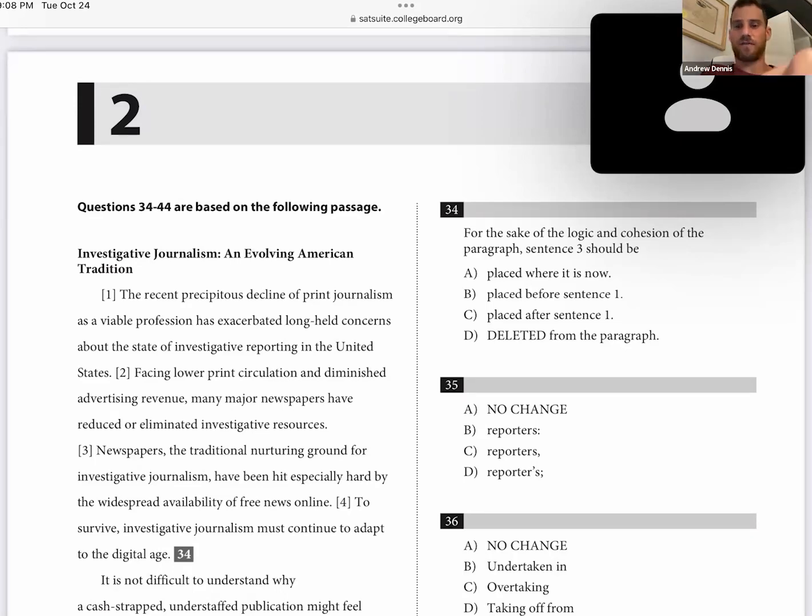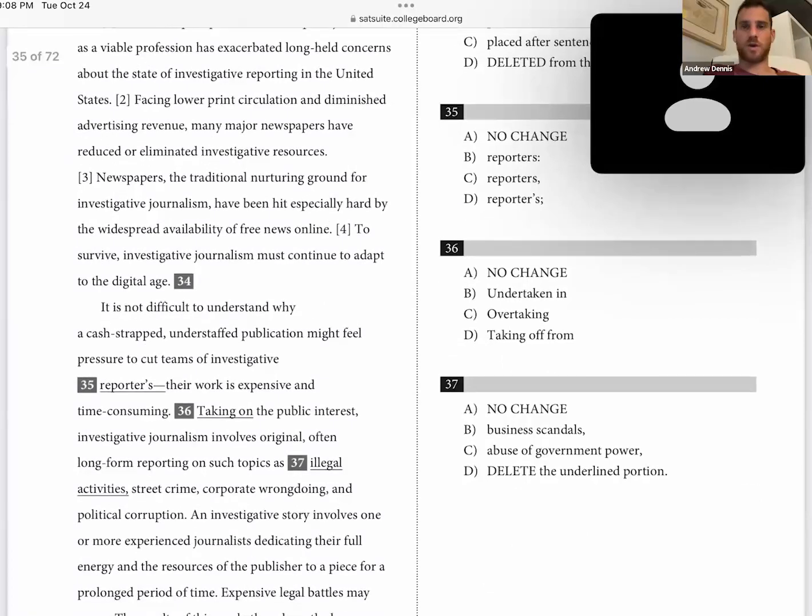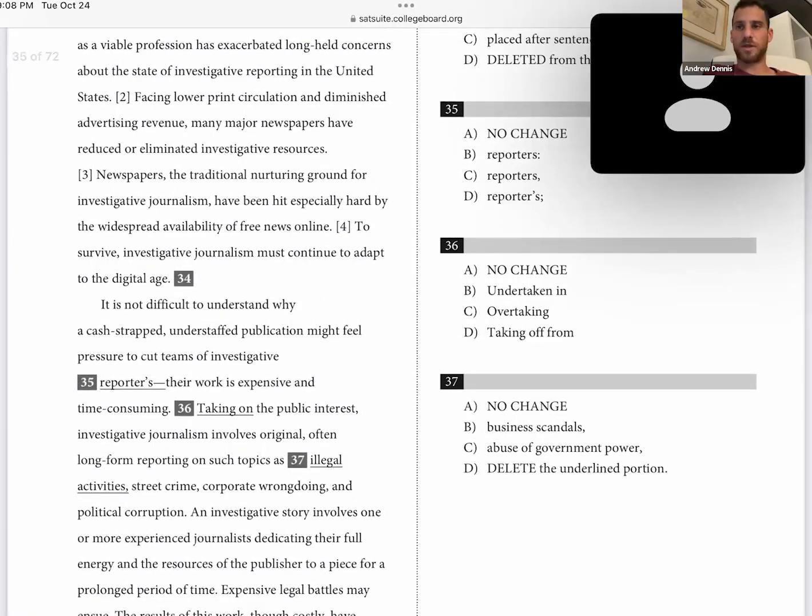All right, 35. It is not difficult to understand why a cash-strapped, understaffed publication might feel pressure to cut teams of investigative reporters. Their work is expensive and time-consuming. Reporters with a colon, reporters with a comma, reporters with a semicolon. It is not difficult to understand why a cash-strapped, understaffed publication might feel pressure to cut teams of investigative reporters. Their work is expensive and time-consuming.